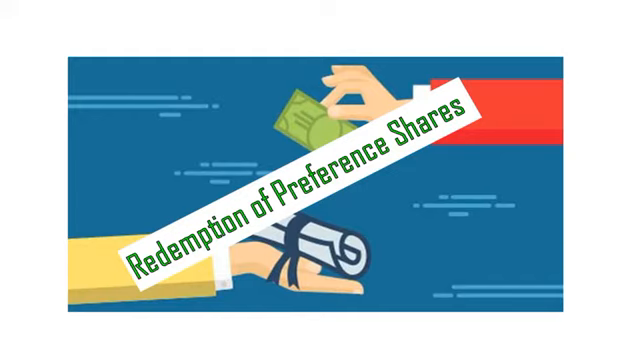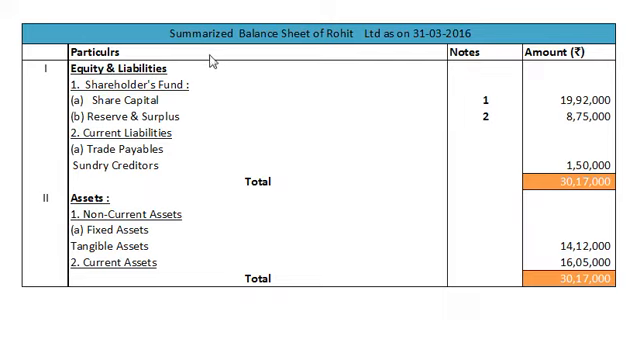Dear students, today we will solve one example in the chapter Redemption of Preference Shares in the subject Advanced Accounting and Auditing, paper 4 for second year BCom semester 4, Veer Narmad South Gujarat University. Here is the question. A summarized balance sheet of Rohit Limited as on 31st March 2016.